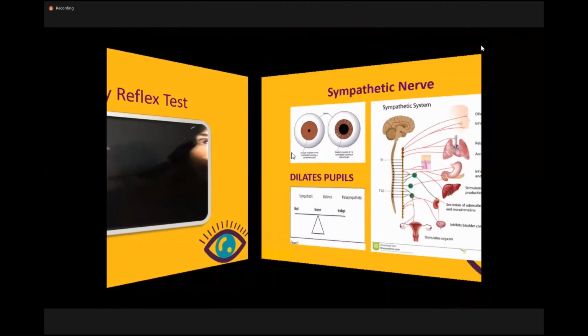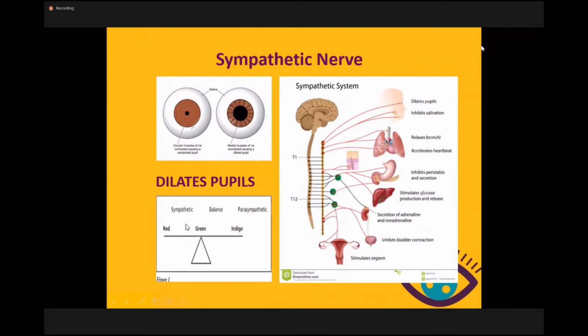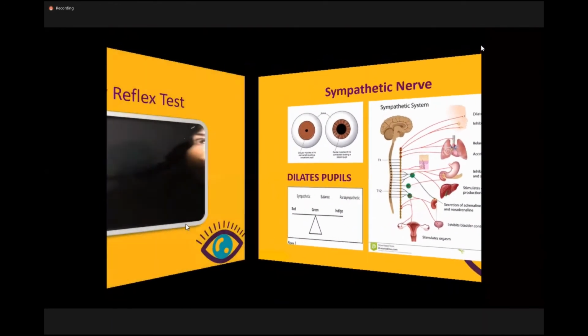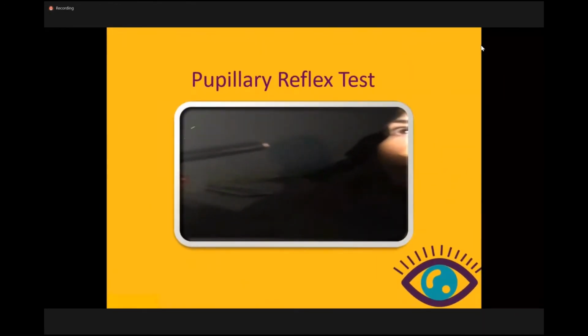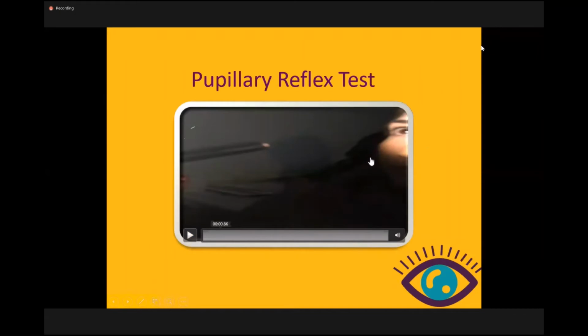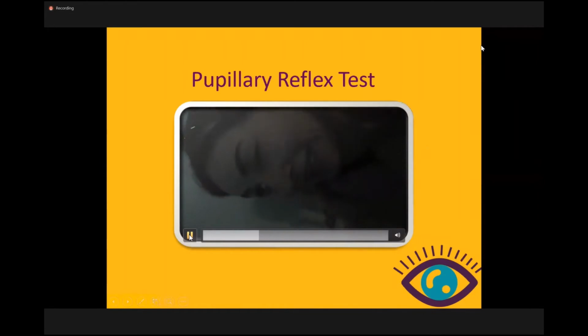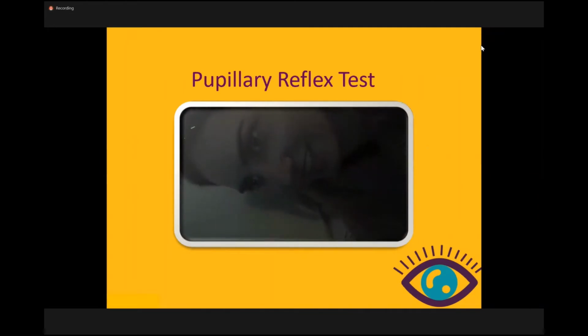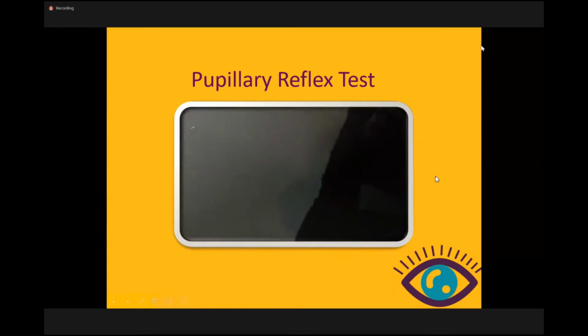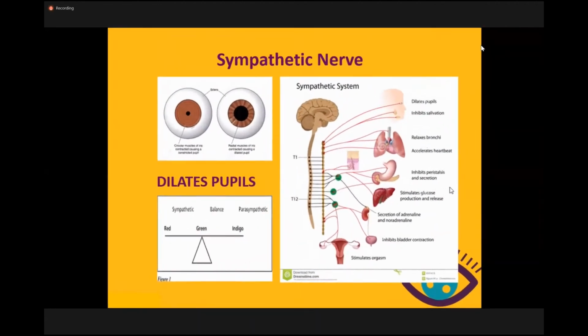So here, what is happening? The video won't play. So here, you flash a light, you look right at the light. And when she looks at the light, your eyes will converge and the pupils will get smaller. Okay. That's how you do the accommodative reflex test.